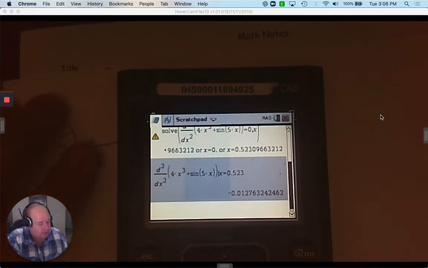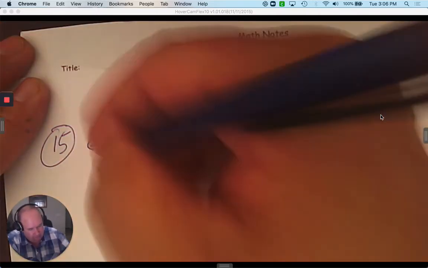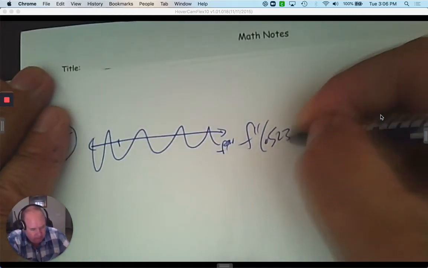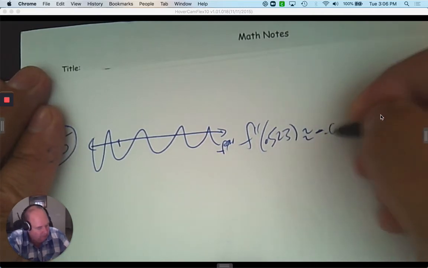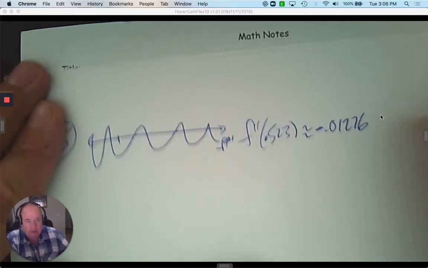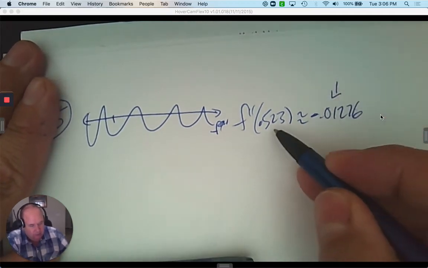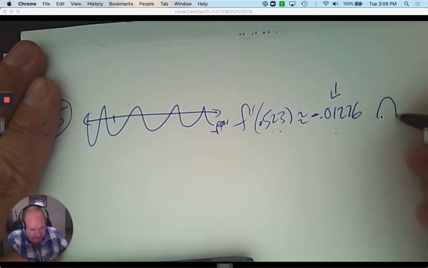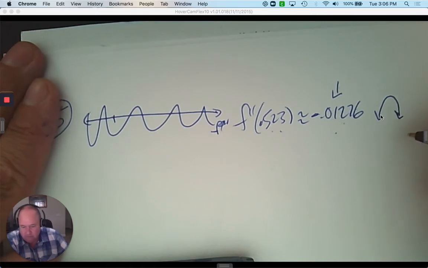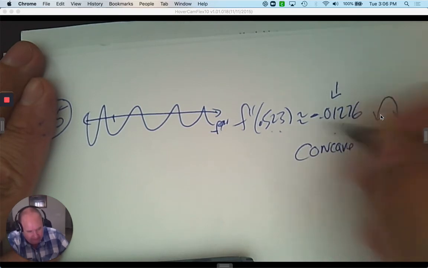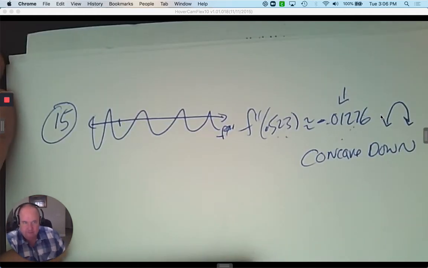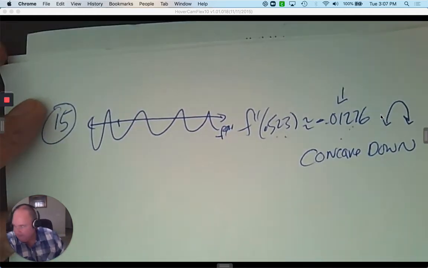So you get the answer negative 0.012, so ignore this, the second derivative at 0.523 gives you the answer negative 0.01276, and so on. Because when you plug into the second derivative, the answer is negative, that means concave down. And the question was, use a calculator to determine if the function is concave up or down. Because the second derivative gives you a negative answer, we know that number is in the middle of a concave down. So it actually wasn't too bad if I started correctly.